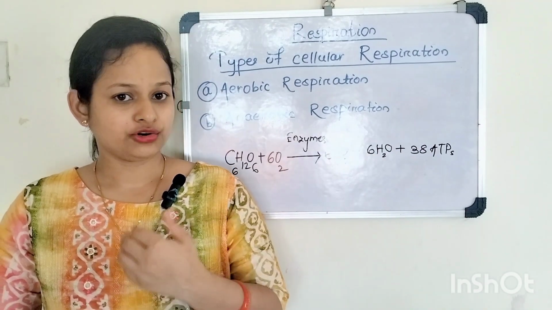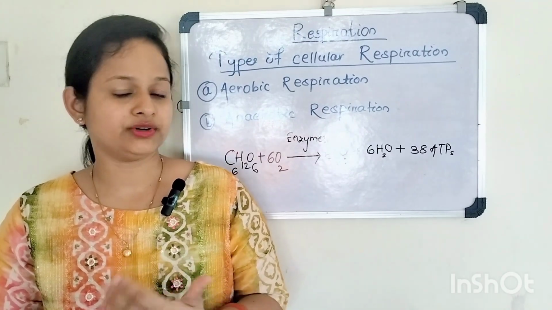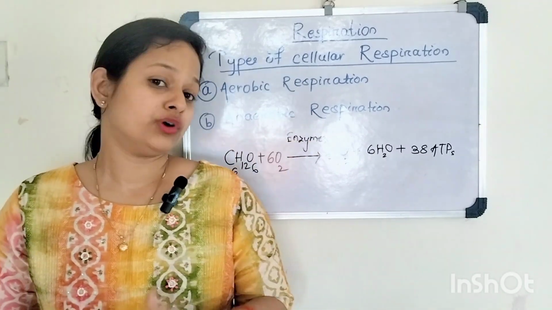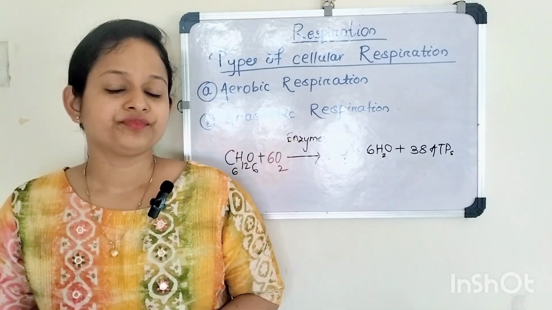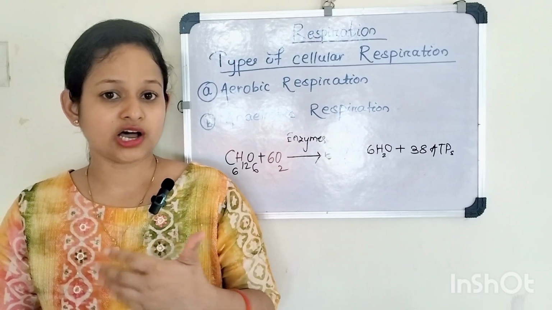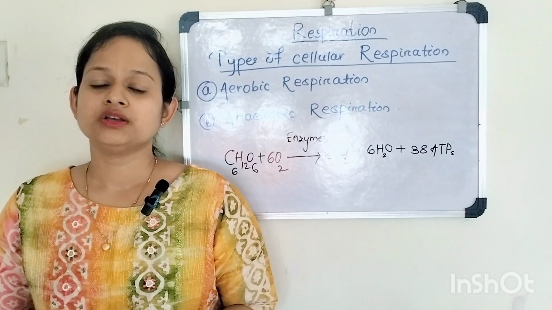So the aerobic mode of respiration gives a large amount of energy to our body. So next is the anaerobic respiration. And what happens in the anaerobic respiration? In anaerobic respiration, it takes place in the absence of oxygen. There is no need of oxygen.